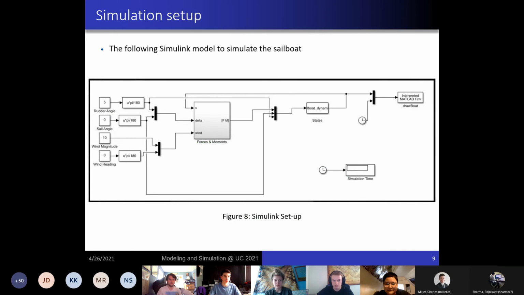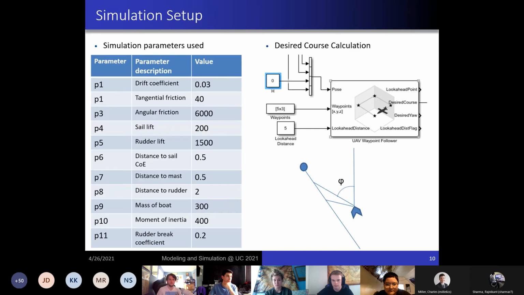So for the simulation setup, this was kind of the baseline we started with. You have rudder angle, sail angle, wind magnitude, and wind heading as all your inputs. You'll see later that the rudder angle gets replaced with all of our controls, and the sail angle gets replaced with a simple expression for the sail angle given by John Mellon's previous work. And next one. So the simulation parameters Sebastian talked about earlier are seen on the left. Stuff like mass of the boat, moment of inertia, etc.